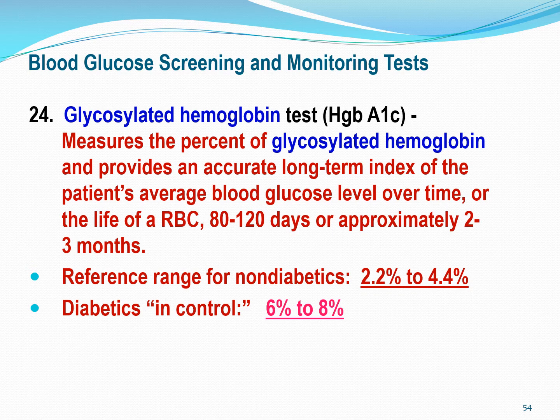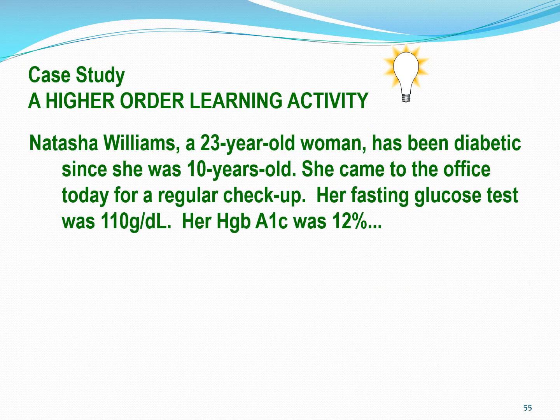So at the top, those are the reference ranges for a non-diabetic. Someone who has not been diagnosed with diabetes and is not a diabetic, 2.2 to 4.4%. If you're a diabetic, but you have your diabetes under control, between 6% to 8%.